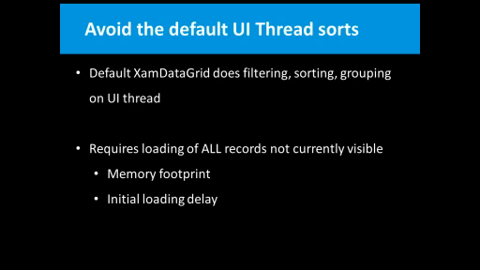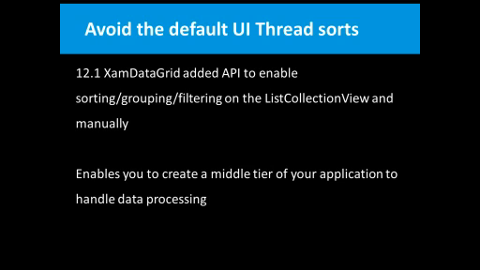So if you make no changes to the way the grid is set up, all the sorting, grouping, and filtering are done on the UI thread, and this causes the grid to load up all the records from your data source. So as you can imagine, this causes a significant loading delay. The user clicks the button and has to wait for a few seconds, and it substantially increases the memory footprint of your application because your entire data source is now loaded in XamDataGrid objects. And you don't really need that because you're only showing 20 or 50 of those at a time. So how do we work around that?